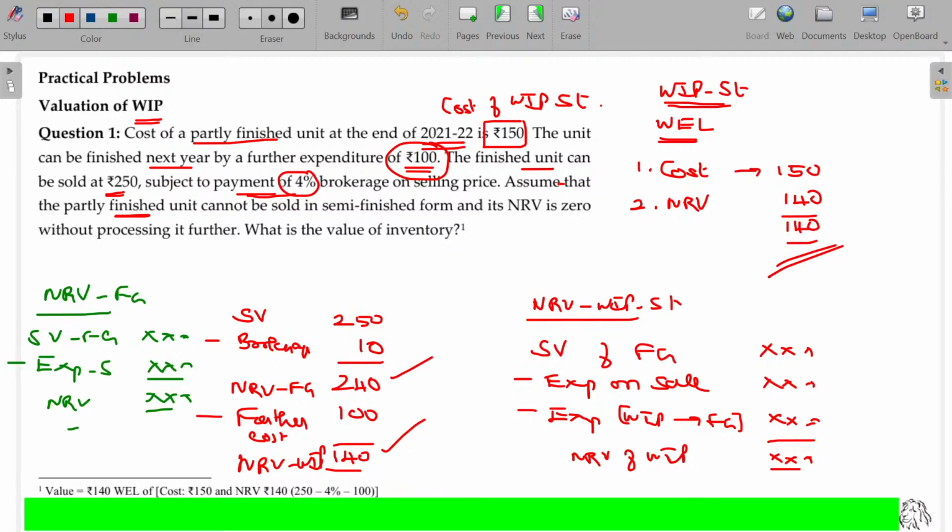Assume that the partly finished unit cannot be sold in semi-finished form. So you cannot sell at the semi-finished form. You have to finish it off. To finish it off, you have to spend another 100 rupees. Final sale price 250. For that, brokerage 10 rupees is payable, means NRV being only 240 for the finished goods. But you don't have the finished goods. To convert that work in progress stock into finished goods stock, you have to spend another 100 rupees. That 100 rupees can be subtracted from 240 to find out the NRV for the work in progress. Without converting the work in progress into finished goods, it will have no revenue generation at all, right? So now the value being 140.